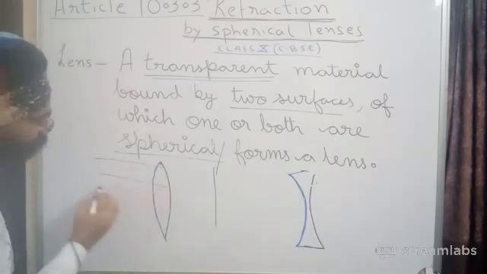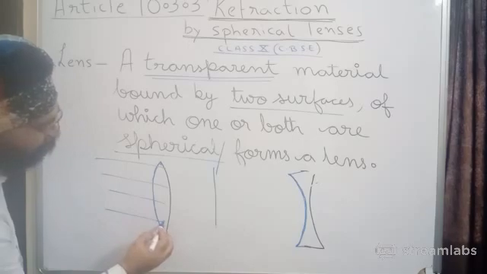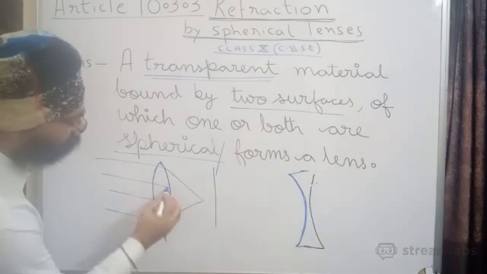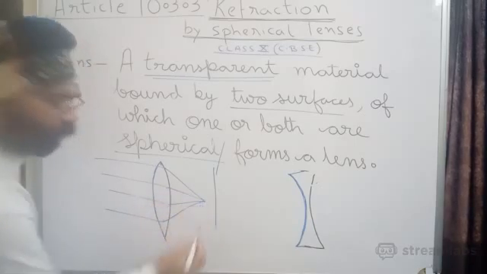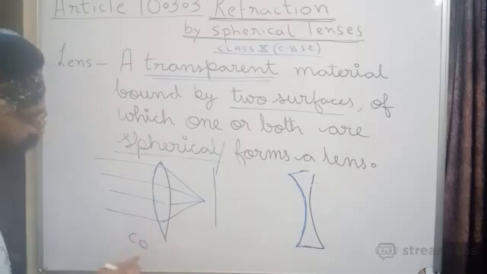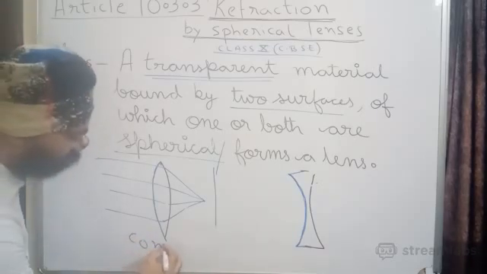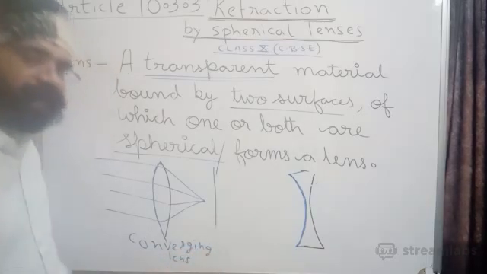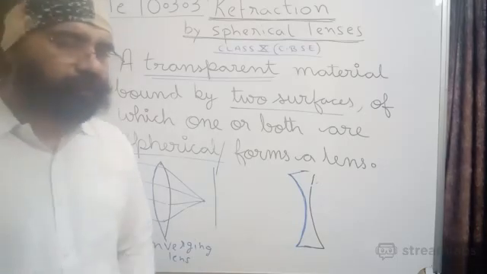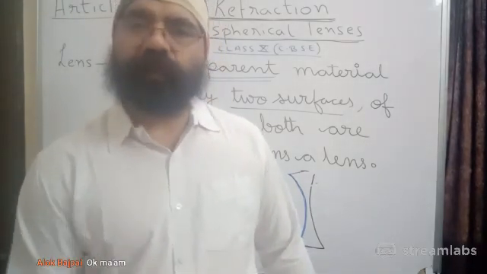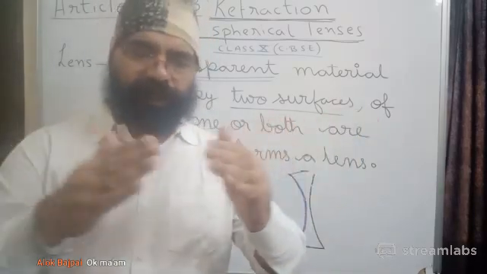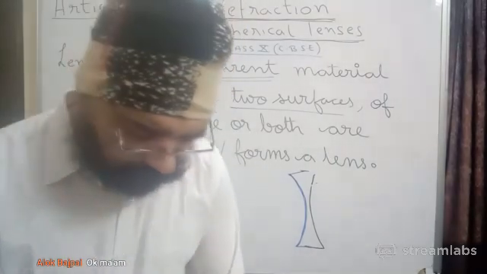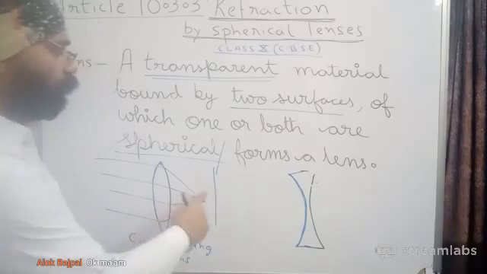Which means if I have many rays coming like this, as soon as they cross the lens, all of them converge at a point. So this is also known as a converging lens. Which one is known as a converging lens? A convex lens. A convex lens is also known as a converging lens because it converges a parallel beam of light to a point. We saw that.